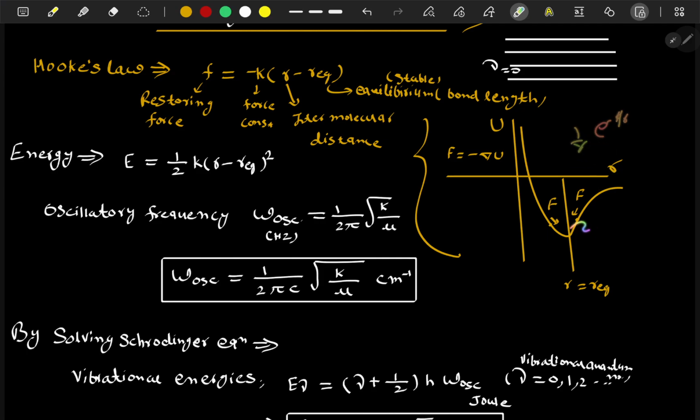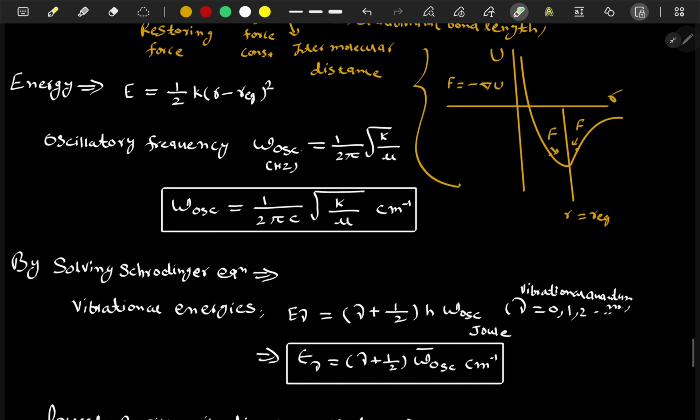Okay, so this is the r equilibrium. At this point, if you go this side, if you increase r, then F will be negative, so the force will be in this direction. If you go this side, then x will be negative, so negative times negative is positive, and the force will be positive, which means again the molecule will try to get back to its original position. So it is called stable equilibrium. Now the energy for vibrating molecules is equal to half k times (r minus r equilibrium) squared.